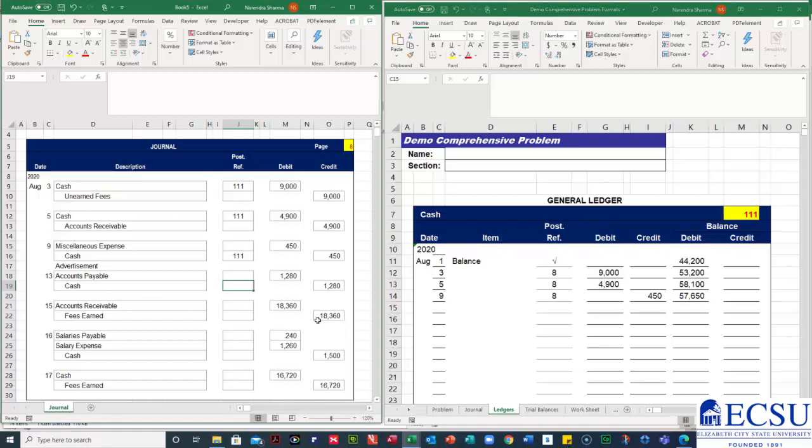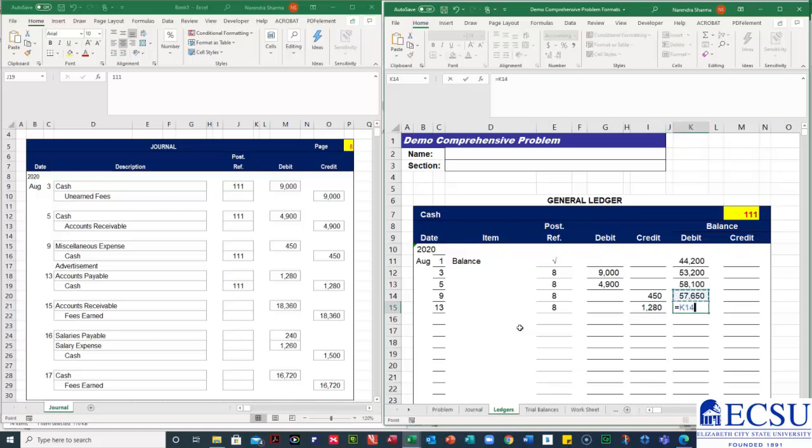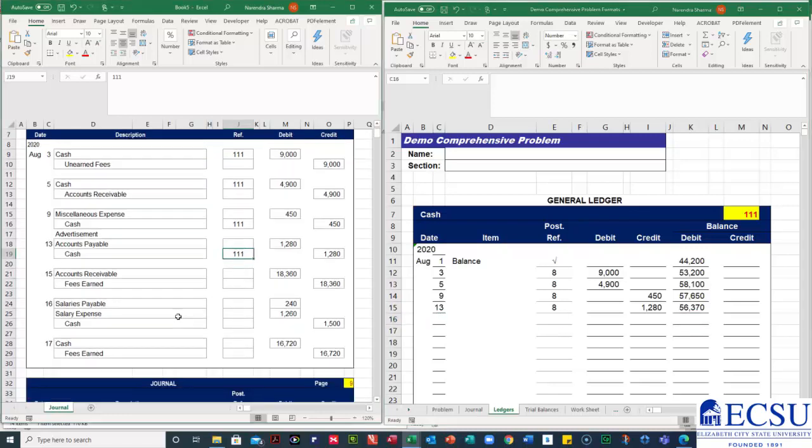Let's see another cash. Here it is on the 13th. So I'm going to do 13th, and this is again coming out of page 8, and this is again a credit of 1,280. So this will be 57,650 minus 1,280, which will be 56,370. Okay, I have taken care of that cash.